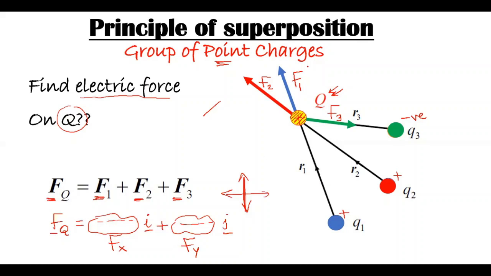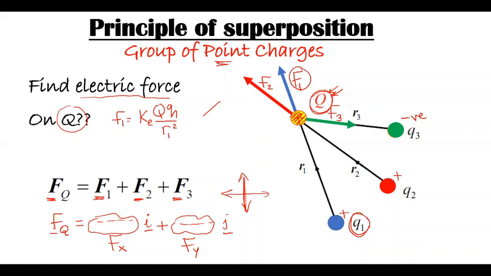Okay, how can we calculate F1? F1 is the force between the big Q and Q1. This can be calculated by Coulomb's law. F1 is known: Ke, we are going to multiply the two charges times each other and forget about the signs, divided by the distance between them, R1 squared.